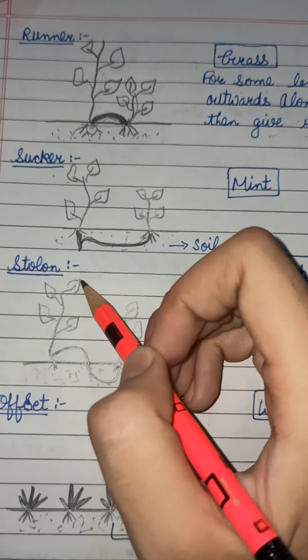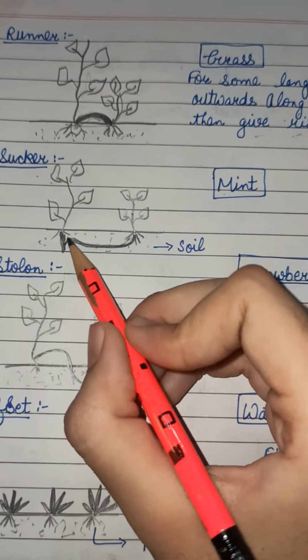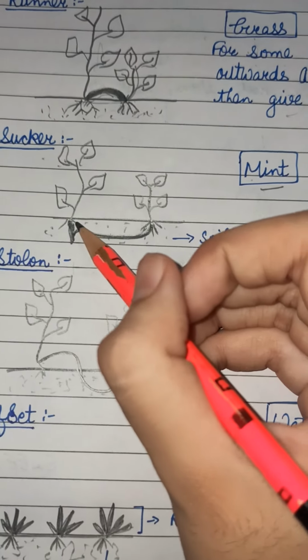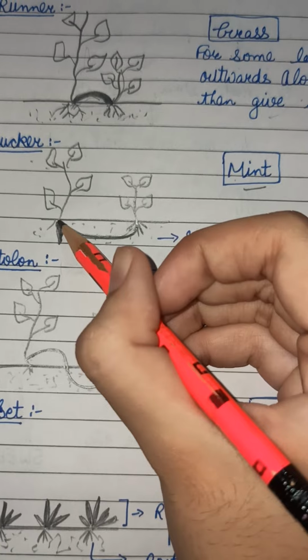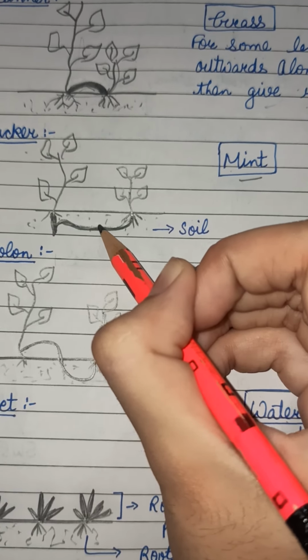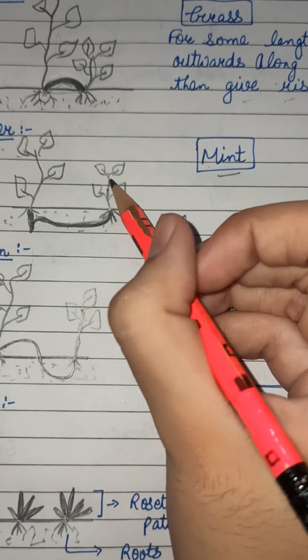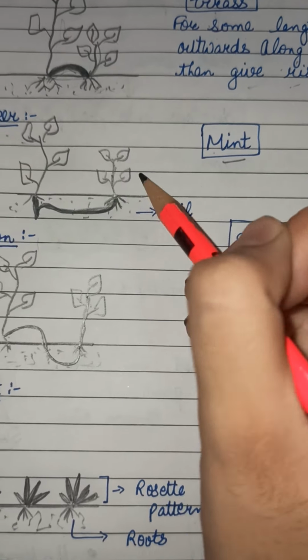Next is our sucker. These all are modifications of stem. So here this is sucker and the example is mint. So here you can see that the stem is growing underground, and now it will grow for some length underground, and here it will give rise to a new plant, and these are its roots.